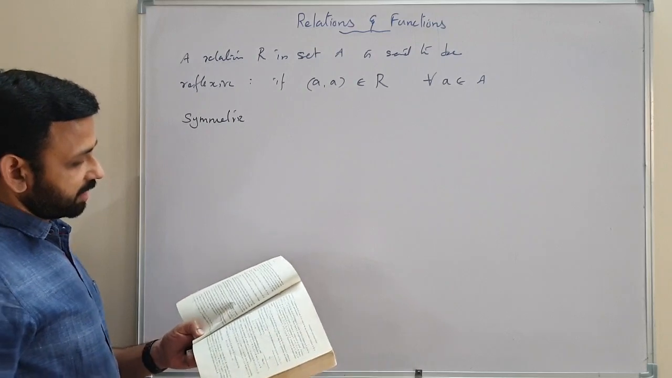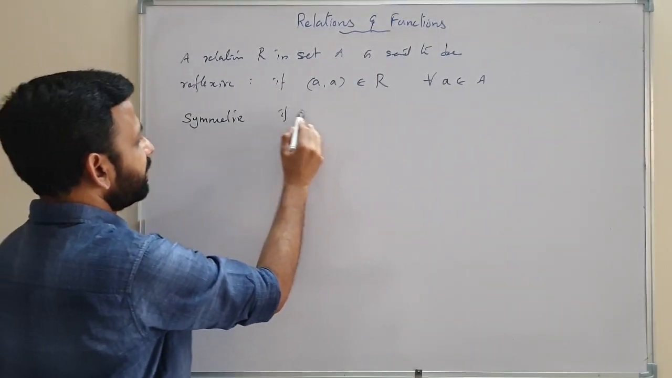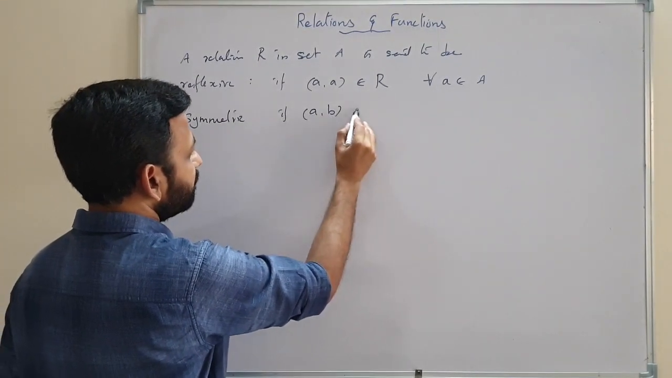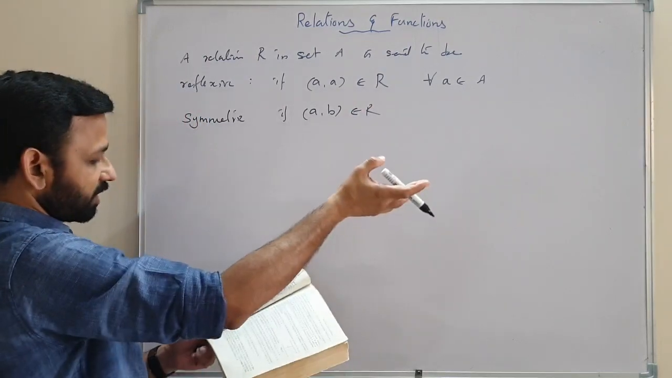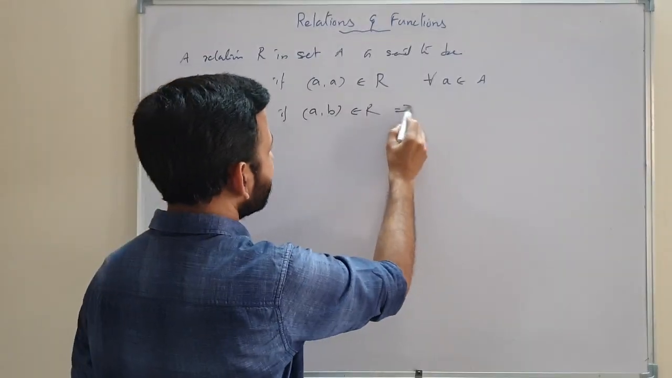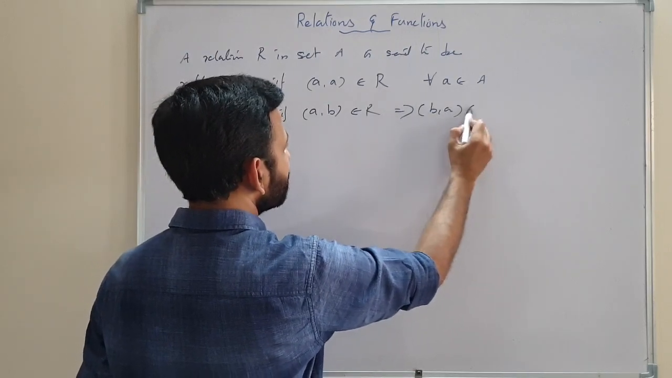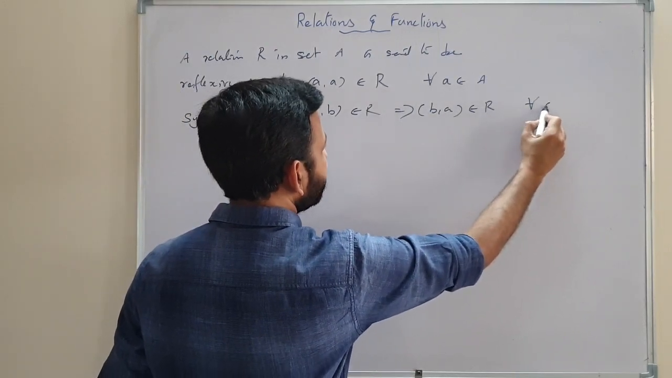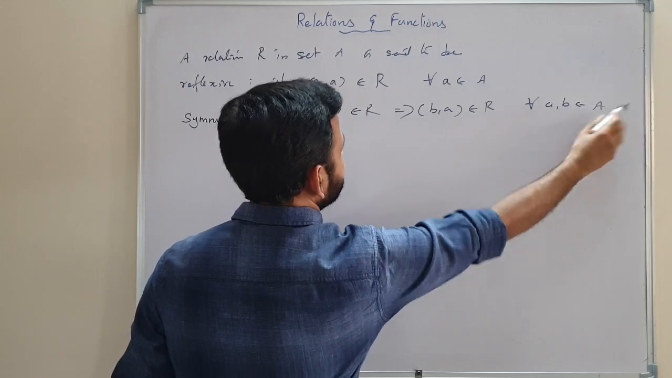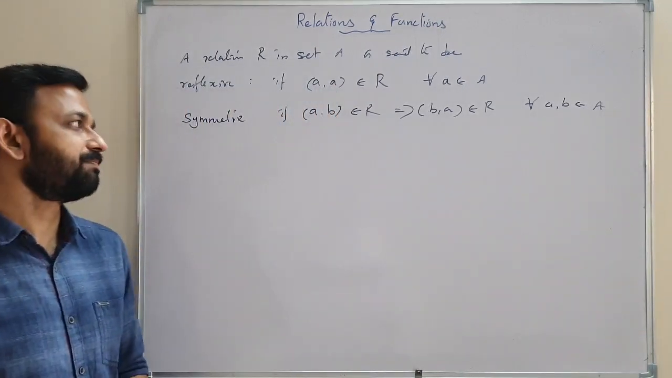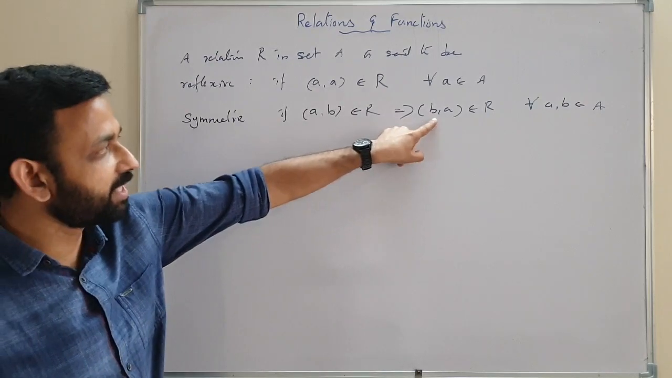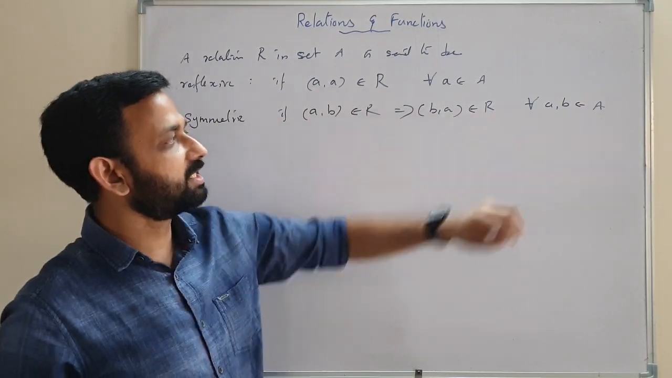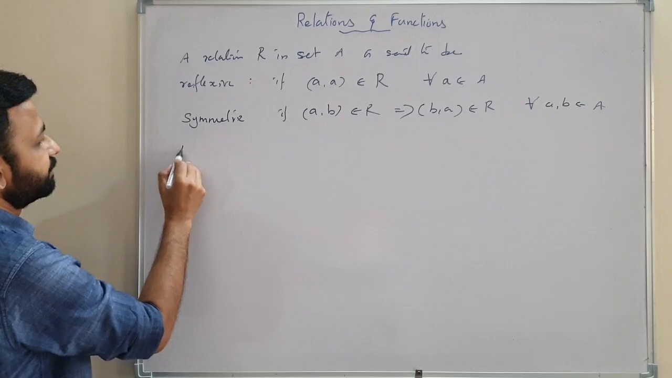A relation is symmetric if (a, b) belongs to R implies (b, a) belongs to R for every a, b belongs to A. So that is a symmetric relation. If the ordered pair (a, b) belongs to R, then (b, a) also belongs to R, then it is symmetric. Then transitive.